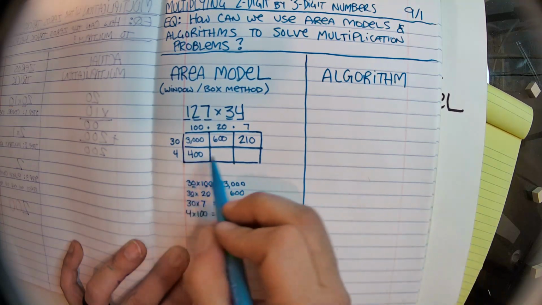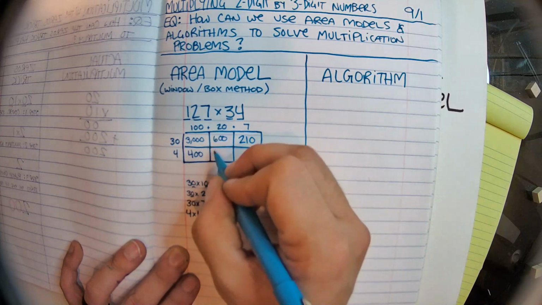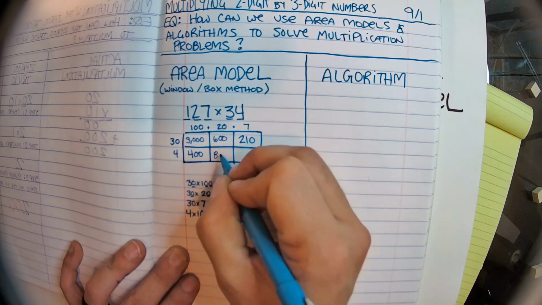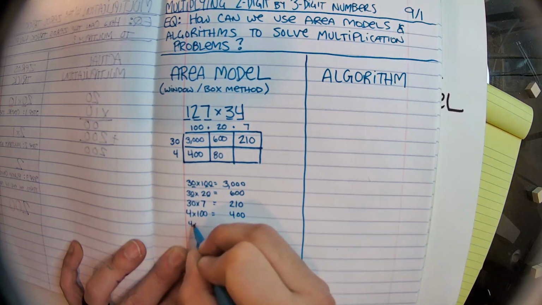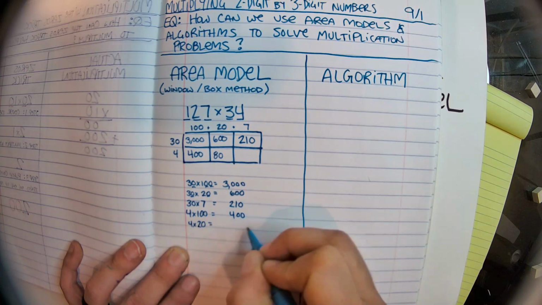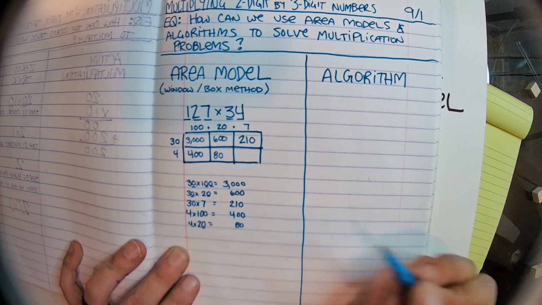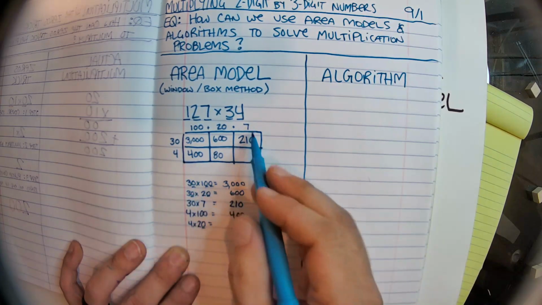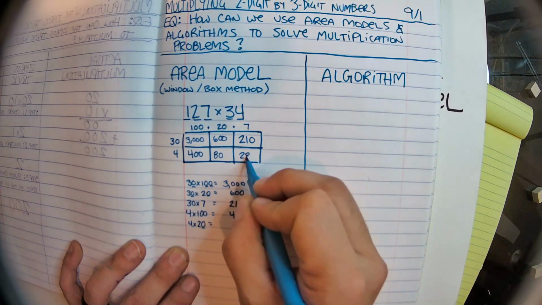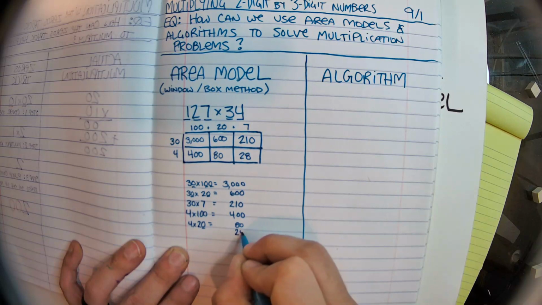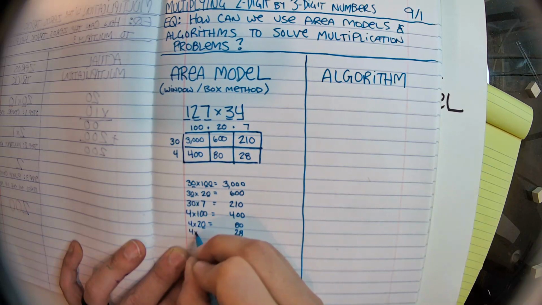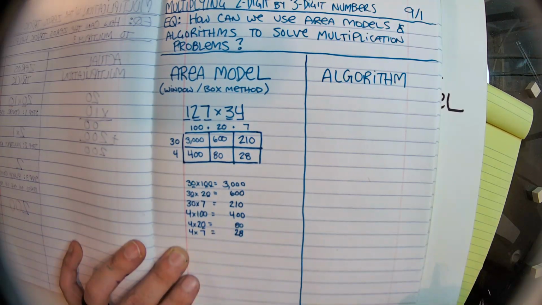And then 4 times 20. 4 times 2 is 8, and we have 1 zero. So 4 times 20 is 80. And then finally, 4 times 7, I got ahead of myself, is 28.